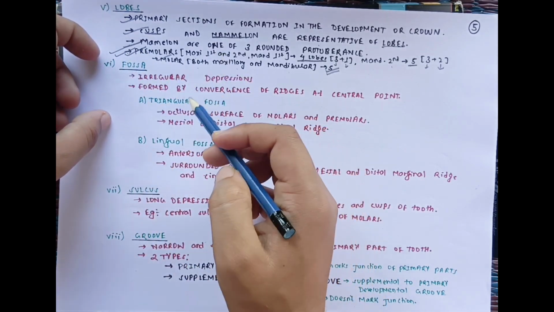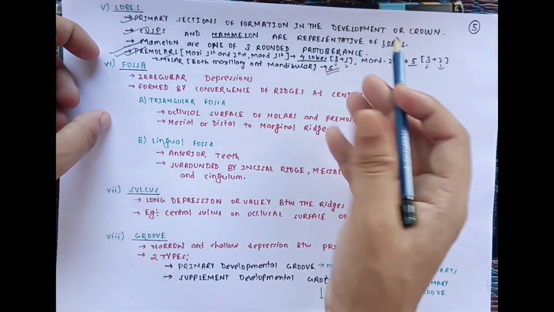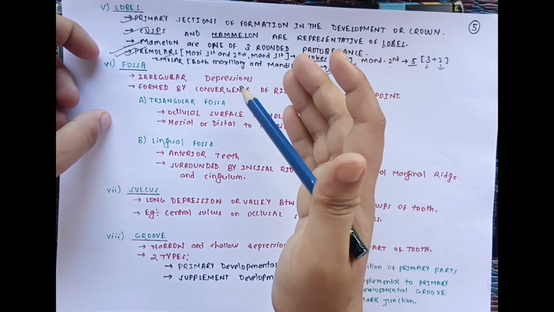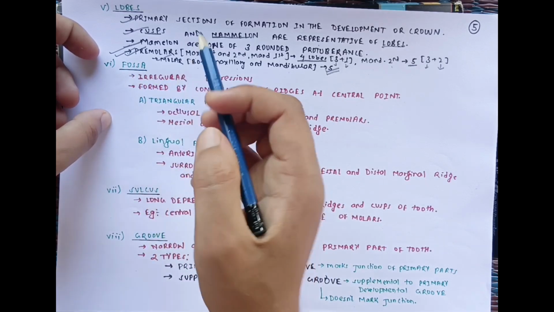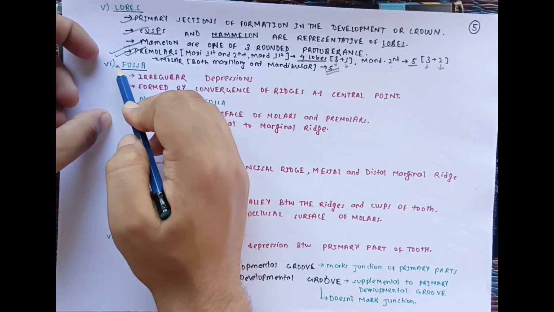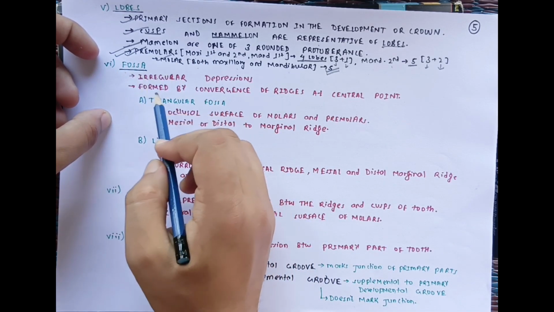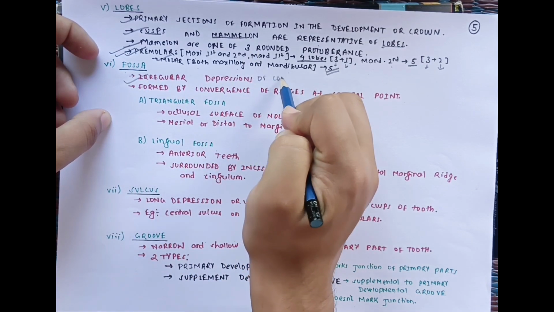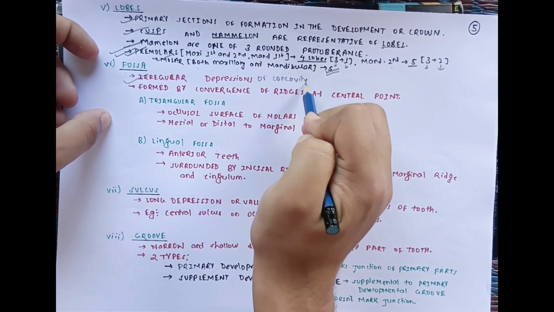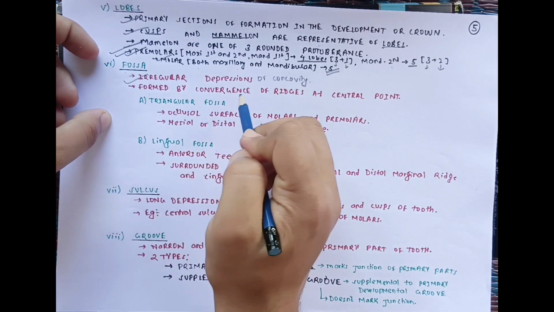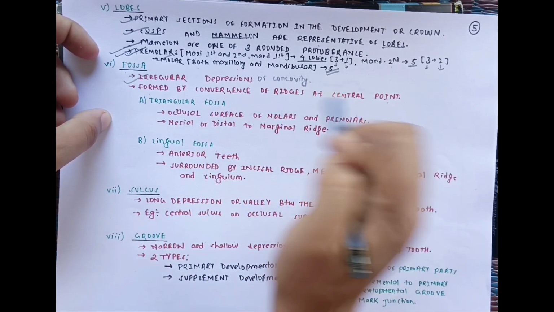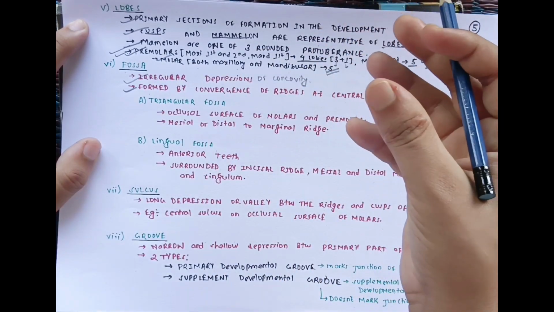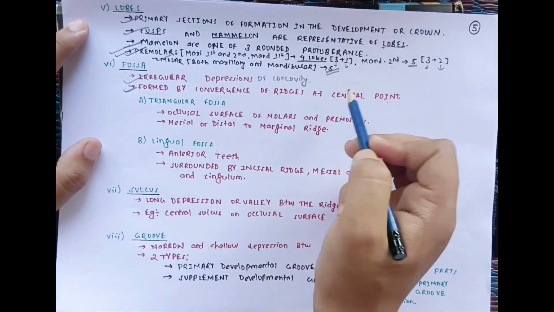Now we will move to the depressions, the landmarks that come under the group of depressions. In depressions, our first heading is fossa. Fossa is an irregular depression, or we can say a concavity, formed by the convergence of the ridges at a central point.